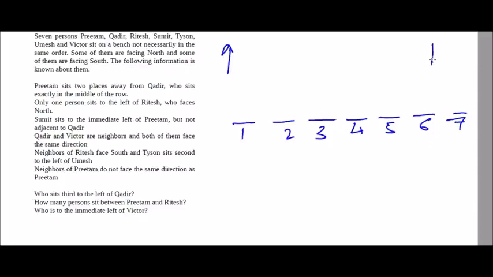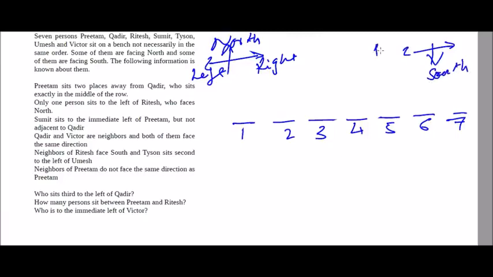Okay, so you have 7 people, 1, 2, 3, 4, 5, 6 and 7. Some of them are facing north, some of them are facing south. Now, I'll assume for people who are facing north, regular left and right holds. So this is left, this is right. And for people who are facing south, opposite is left and right. So this becomes right, this becomes left.